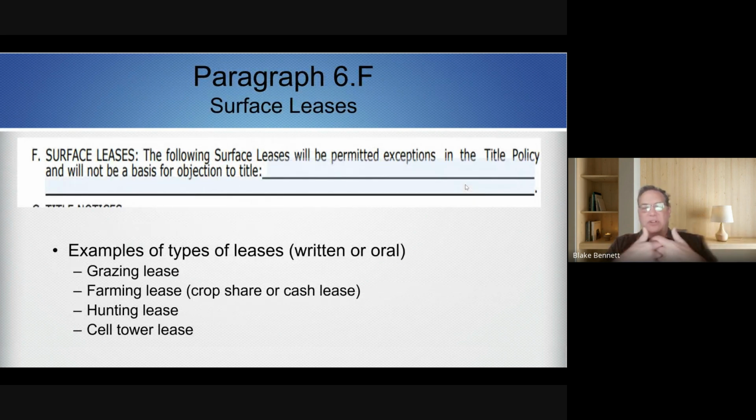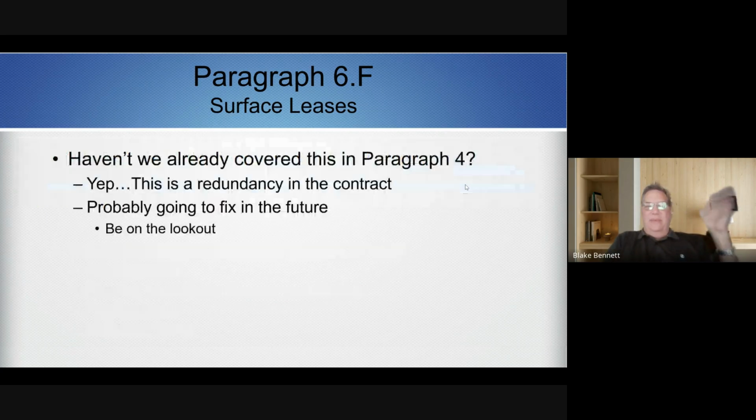Paragraph 6F, surface leases. These could be written or oral. This would be your grazing lease, your farming lease, your hunting lease, cell tower leases. And you may be thinking, wait a minute, we covered that in paragraph 4. Yeah, we did. This contract is redundant. Here with 6F, it goes over leases again. Probably this is going to get fixed in the future, but right now they just have chosen we're not going to mess with it. We're going to leave 6F in.